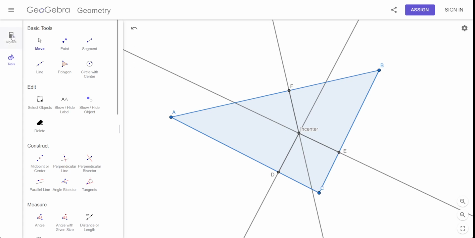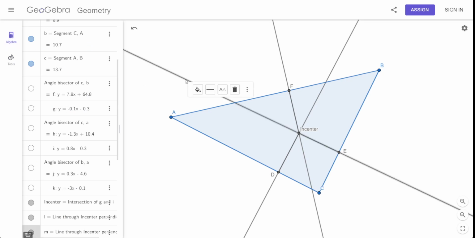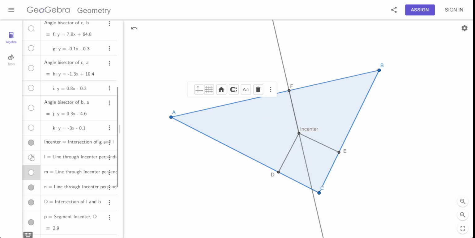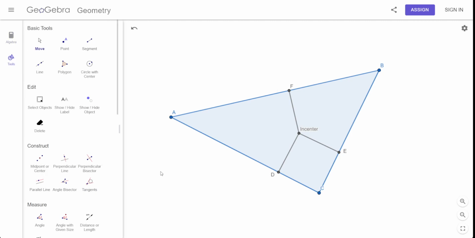Let's get rid of those big long lines right here. So let's get rid of that one. Let's get rid of that one. And let's get rid of that one. There we go. That looks a lot better, doesn't it? A lot cleaner. All right, check this out. The distance from the Incenter to that side, the distance from the Incenter to this side, the distance from the Incenter to this side. What does it look like they might be? The same. Exactly right.